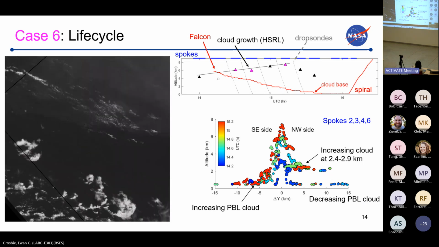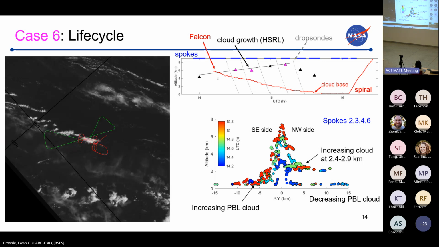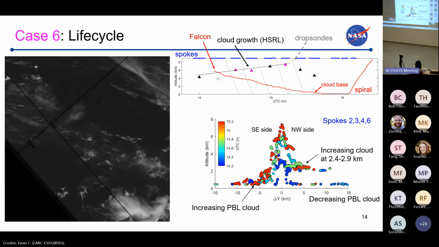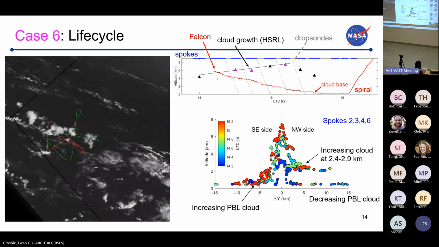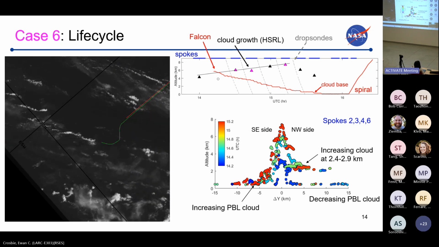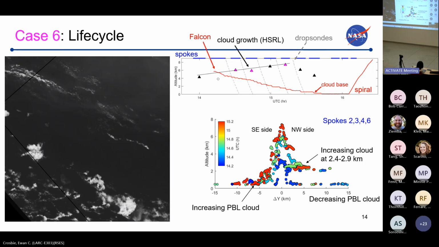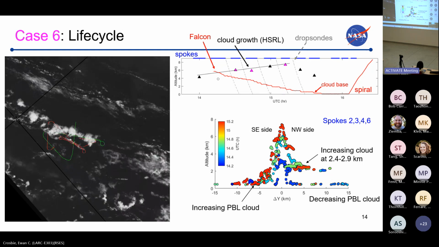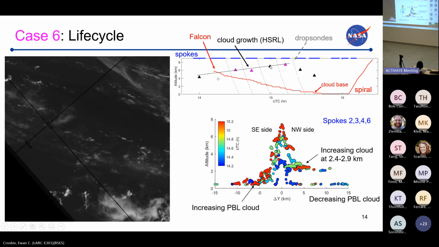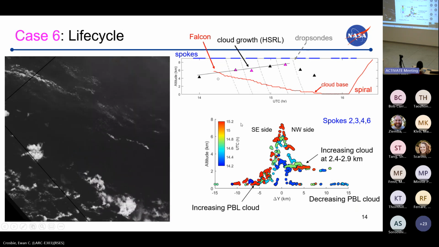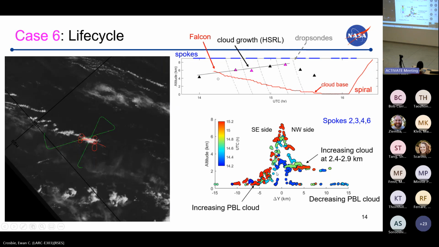Lastly, case 6 was pretty unique in the sense that we actually captured almost the full life cycle of the cloud cluster. And so repeated passes over the cloud allowed us to characterize the evolution of the cloud with time in terms of the maximum height and also the shape of the cloud. These four pink points here plus this circle are transects across the axis of the cloud, and this is showing what that looks like in terms of the height cross section.